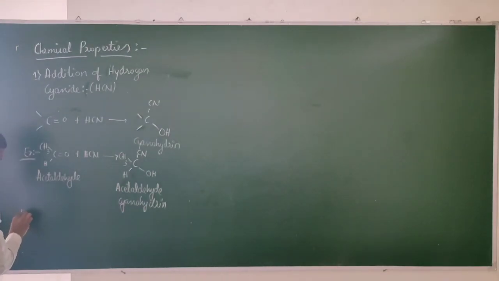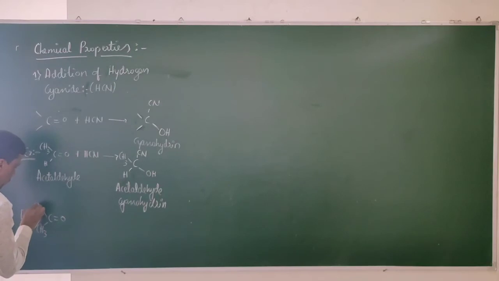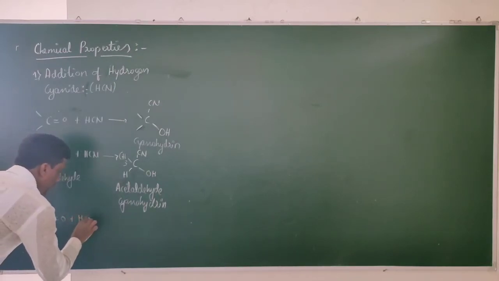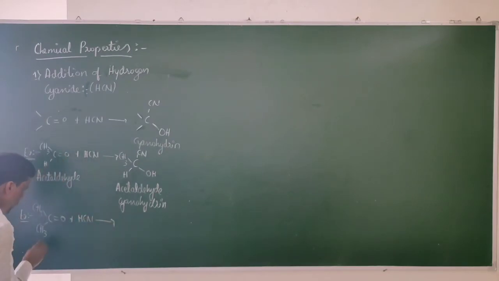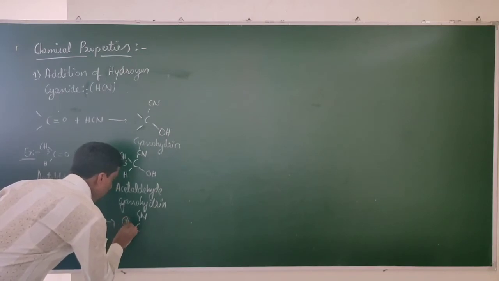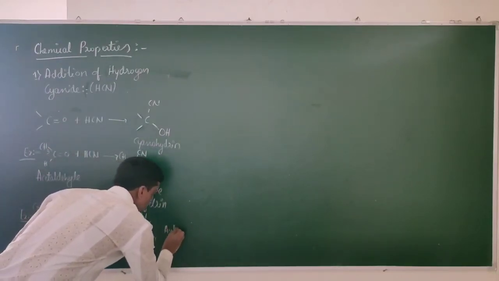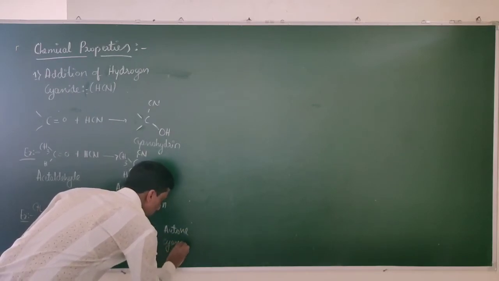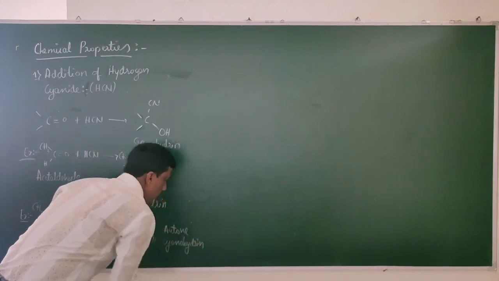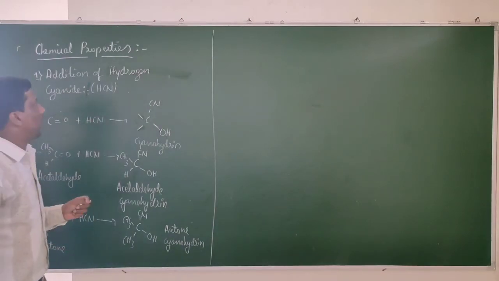Let us take one more example. Okay, we take another example. This time we take a ketone, propanone or acetone. When acetone reacts with hydrogen cyanide, what do we get? Here CN will be joined. Here CH3 is already there. Here also one more CH3 is there. Here OH. This is acetone cyanohydrin. Okay, let us discuss the mechanism of this addition of hydrogen cyanide.